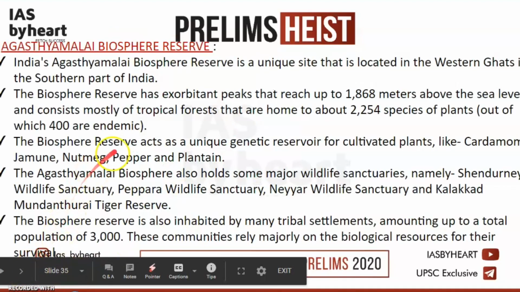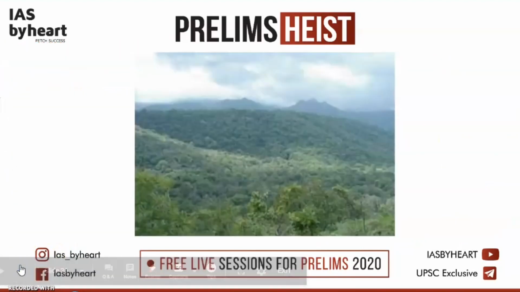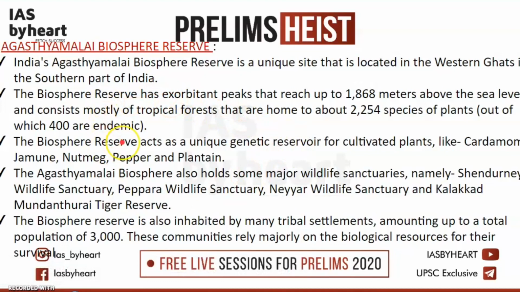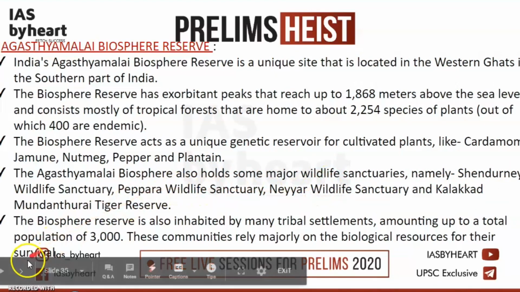So next about Agasthyamalai Biosphere Reserve. See, this is about Agasthya Biosphere Reserve. This biosphere reserve is located in the Western Ghats region, that's nothing but the southern part of India. It consists of many endemic species, up to 400 endemic species of plants. It consists of some cultivated plants like cardamom, jamun, nutmeg, pepper, and plantain. So this biosphere reserve is inhabited by many tribal settlements amounting to a total population of up to 3000. So this is about our explanation.